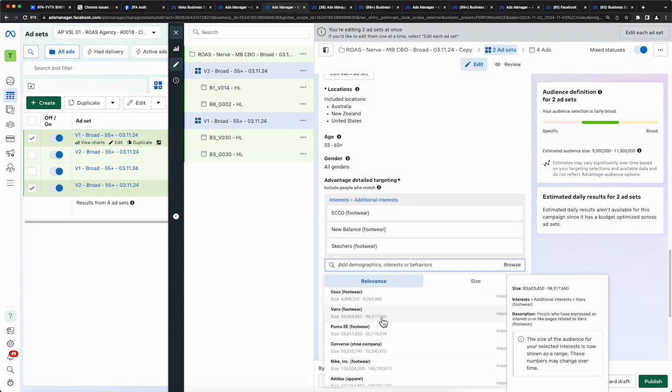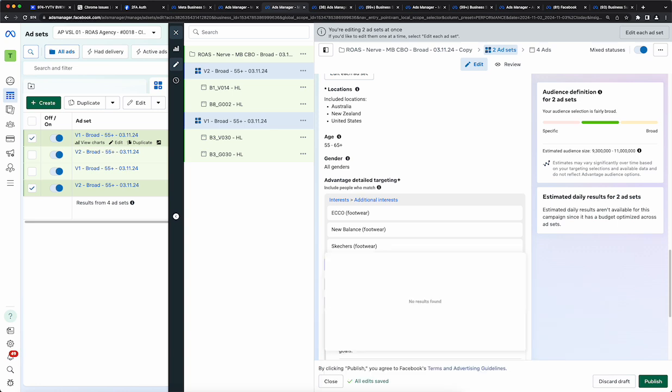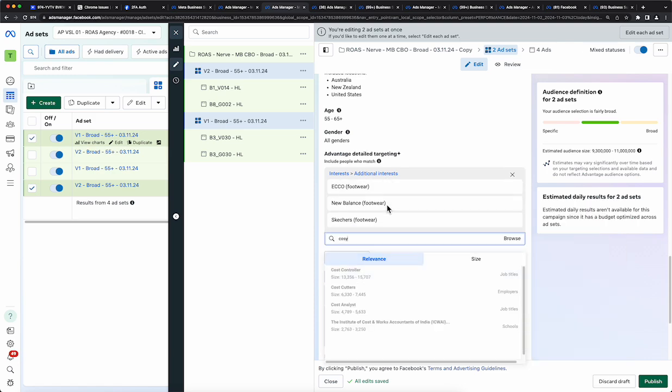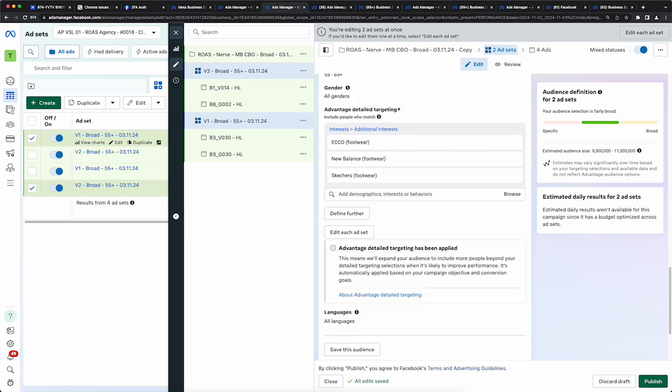I don't see anything else. I just want to search for the people that were running ads. Cozy Feet was one. Nah, never going to find that, are we? It's going to be too small. Okay, I'm just looking on the other side of the screen. What else did I have? Skechers, New Balance.